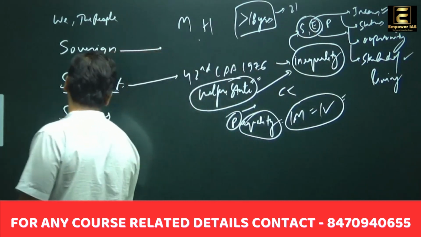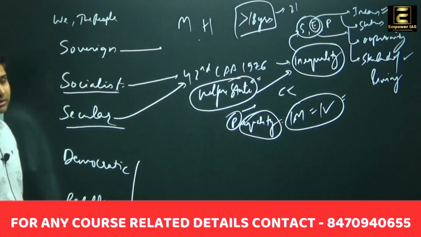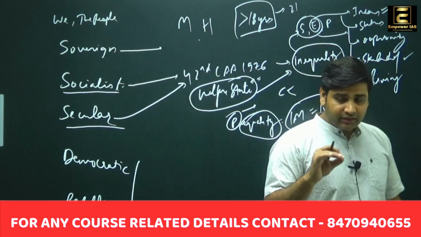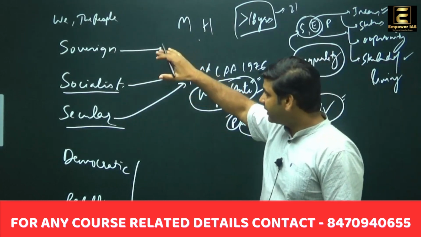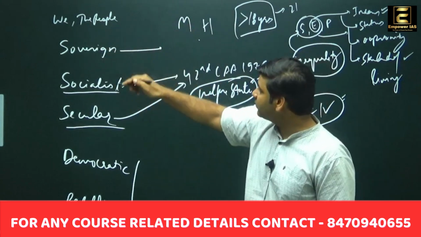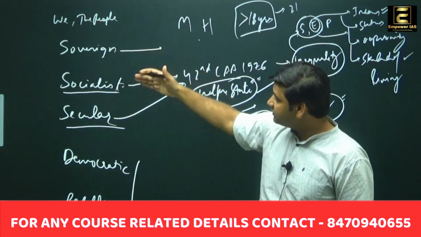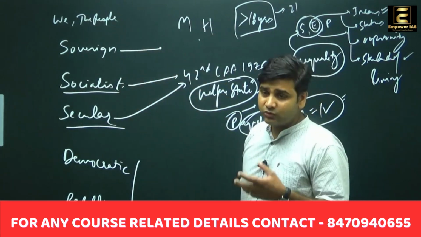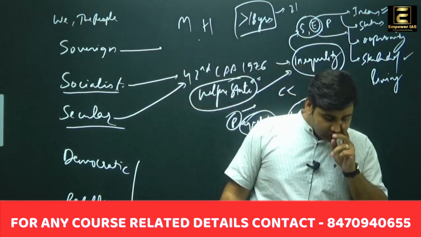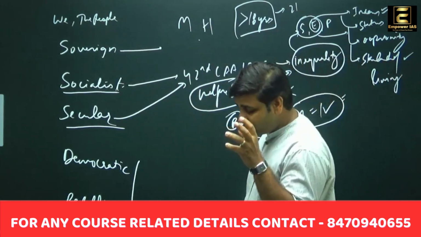Now let us come to the word secular. It was also inserted by the 42nd Constitutional Amendment Act 1976. Before the 42nd Constitutional Amendment 1976, the opening line was, we the people of India solemnly resolved to constitute India into a sovereign democratic republic. But then in 1976, these two words were added so as to give more gravity to the preamble of the country.